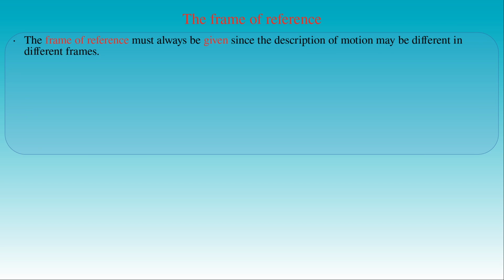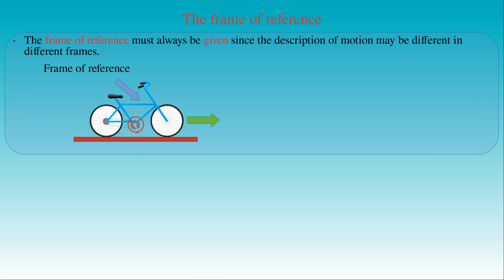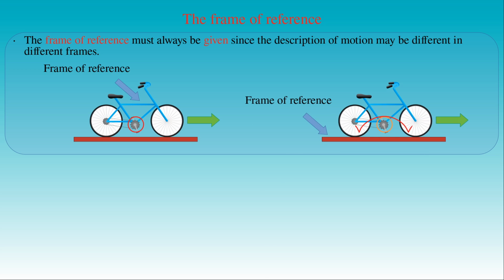The frame of reference must always be given, since the same motion of a body may be completely different with respect to different frames of reference. For example, with respect to the frame of a moving bicycle its pedal is running along a circle, but with respect to the road, its motion is described with a cycloid. Here the paths or trajectories of the moving pedal are given by two completely different curves, which shows how essential a unique frame of reference is in the description of the motion.